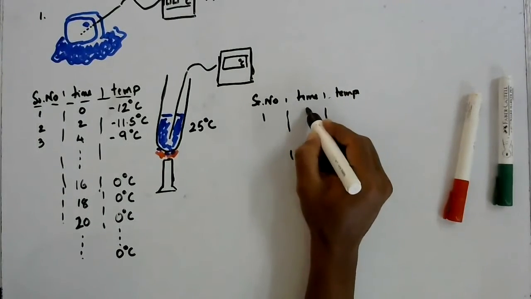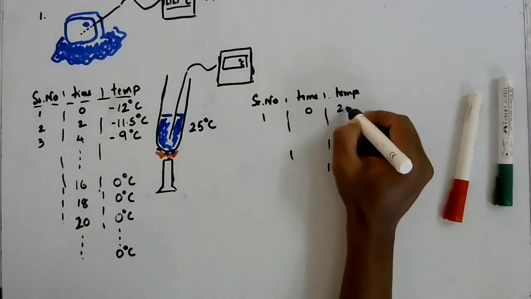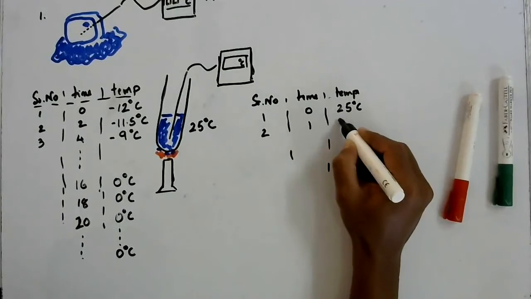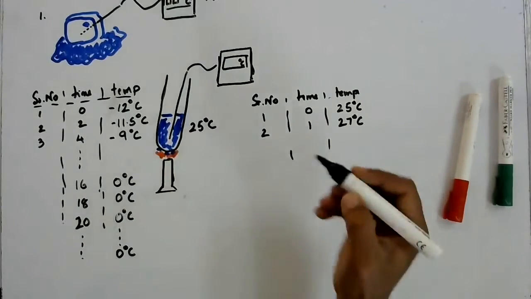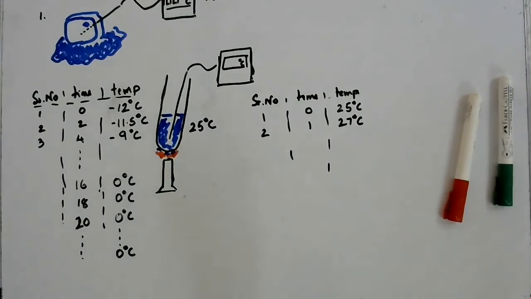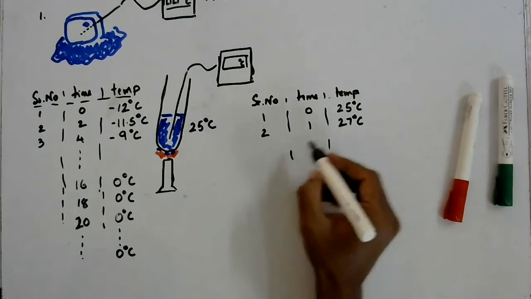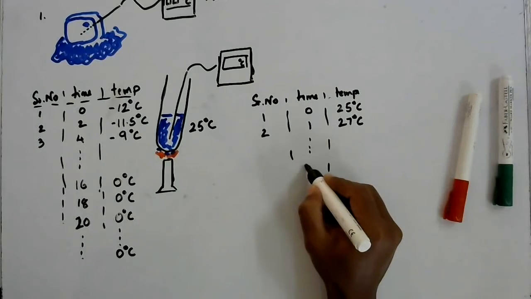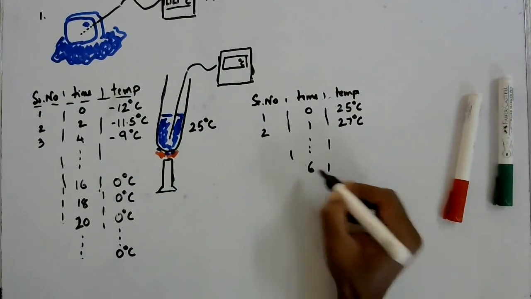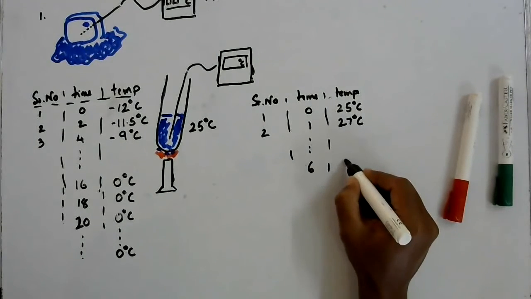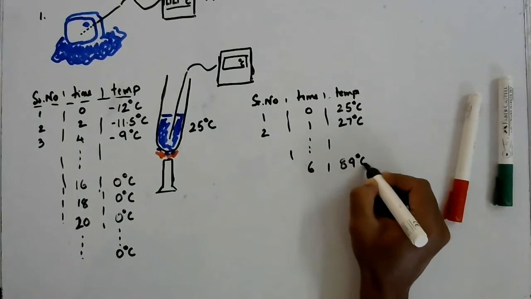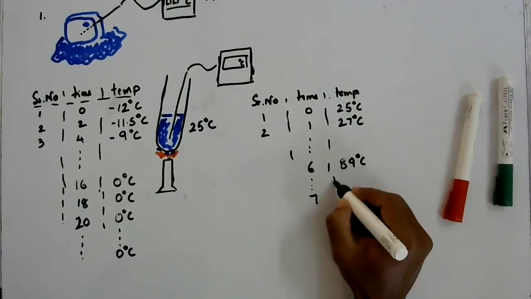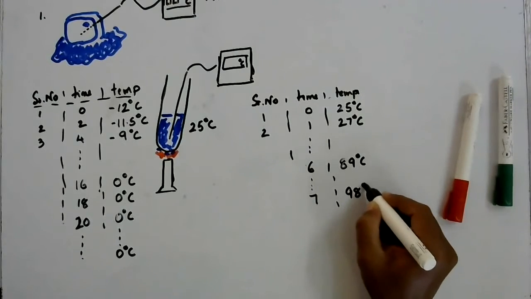You note it down at time t0, 25 degrees Celsius. Second one at time 1 minute, maybe it went up to 27 degrees Celsius because there is heat being applied, so heat being provided, so the temperature of the water will rise. And naturally, as you continue, let's say in about 5-6 minutes time, you will find that the temperature has gone up to, let's say, something like about 89 degrees Celsius. Heat it for a little while longer, in 7 minutes, maybe it has gone up to 98 degrees Celsius.